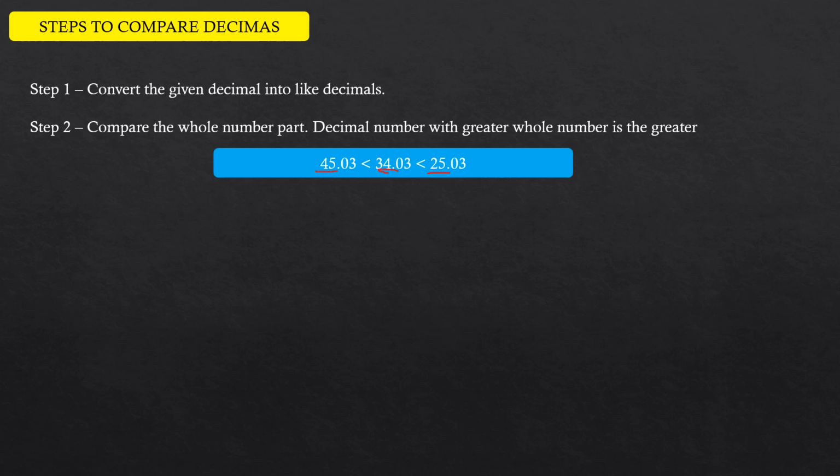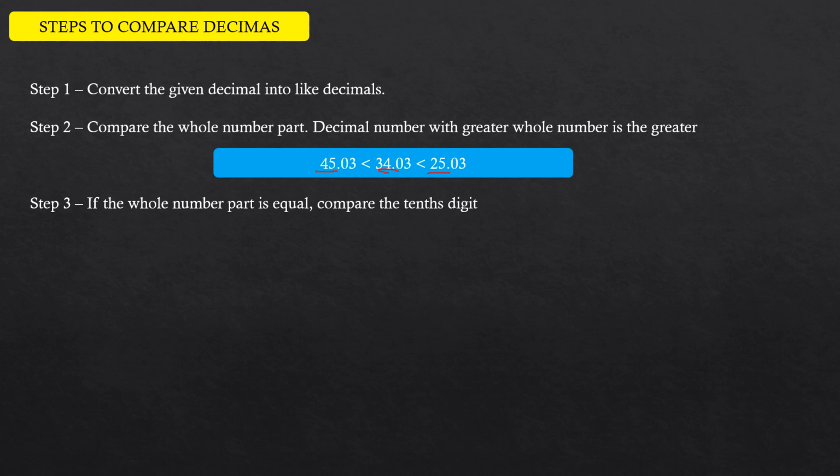So here we have compared the whole number parts. So first step was we have to convert into like decimals. Second step, when you have converted into like decimals, you have to compare the whole number part. If in a number the whole number part is greater than in other numbers, that number will be greater, and then if you get more questions, you have to compare in the same way.